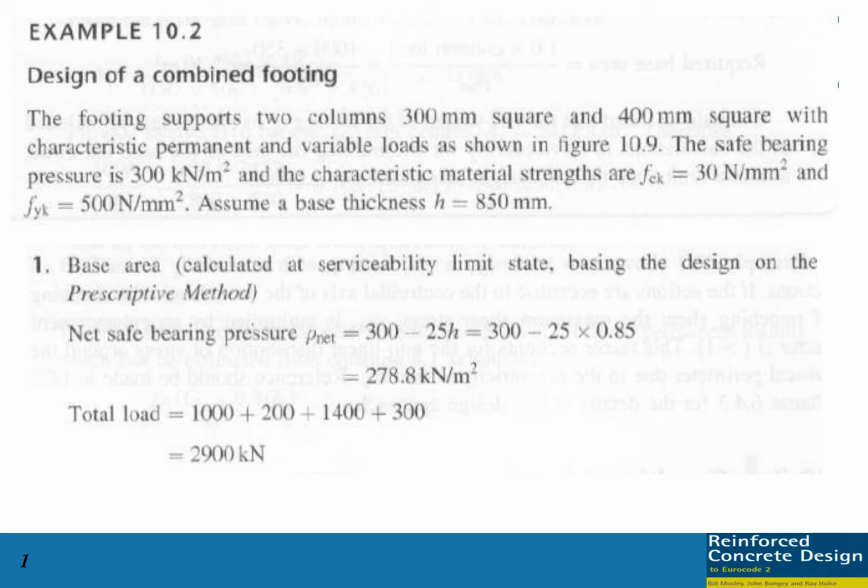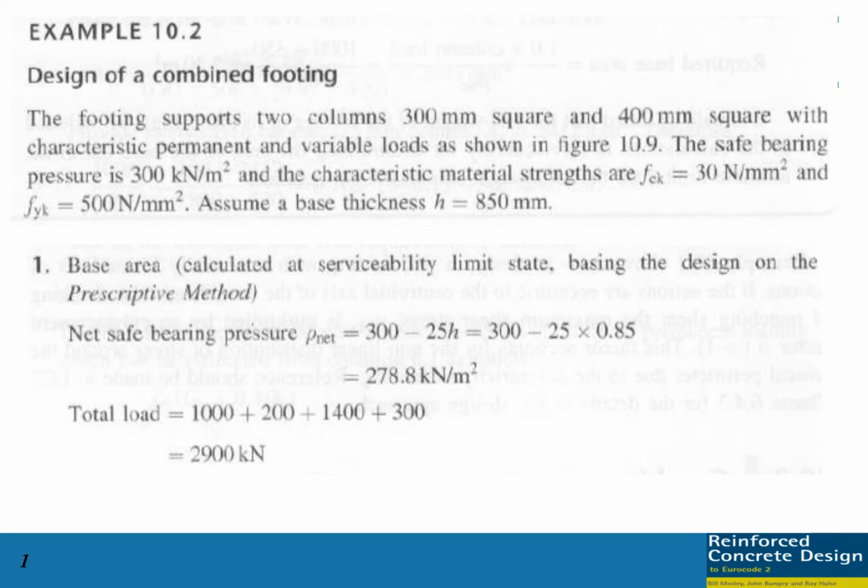Example 10.2. You can see in this example, you need to design a combined footing. The footing supports two columns. The first column has a dimension of 300 mm by 300 mm. This is a square column, and the second column is 400 by 400 mm.